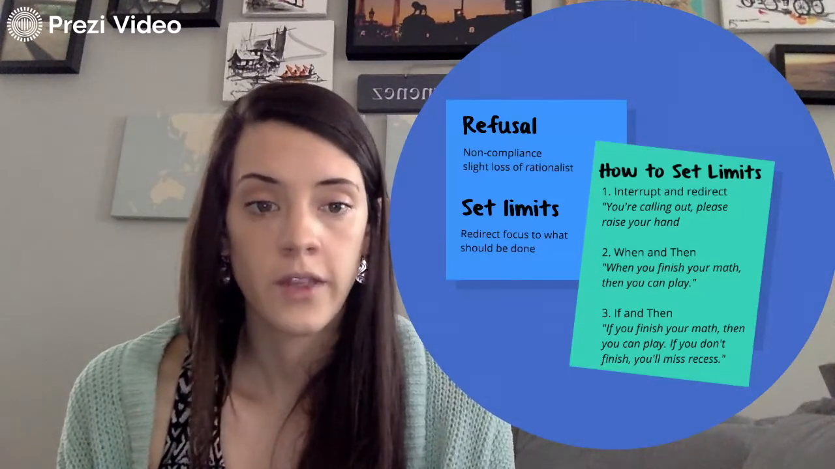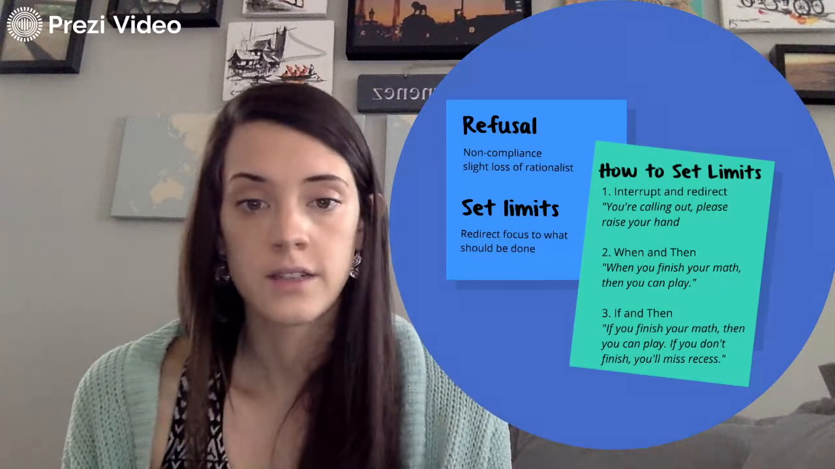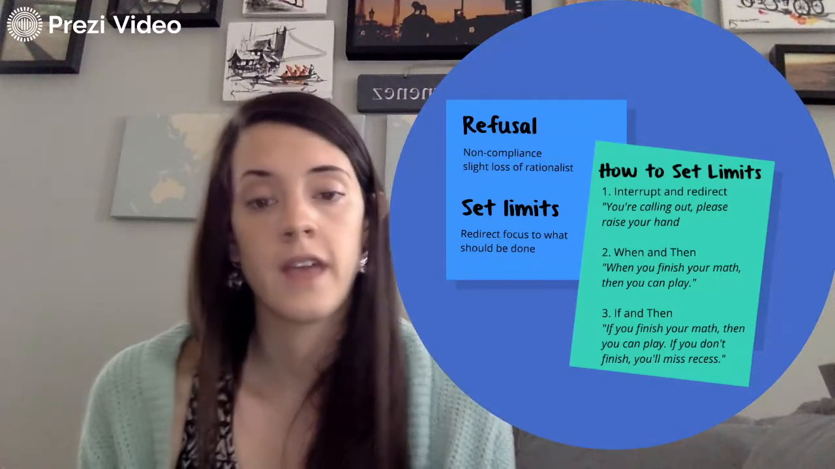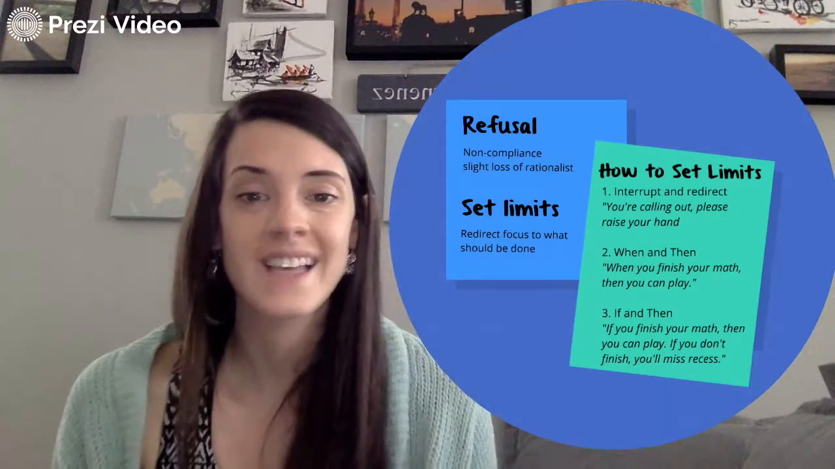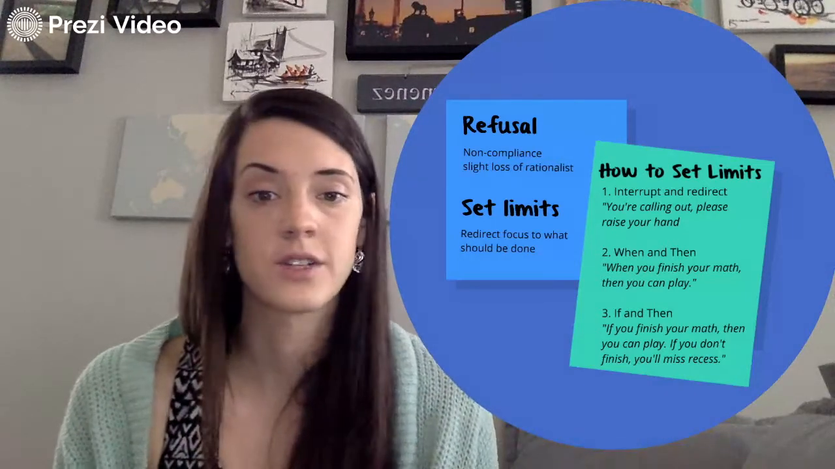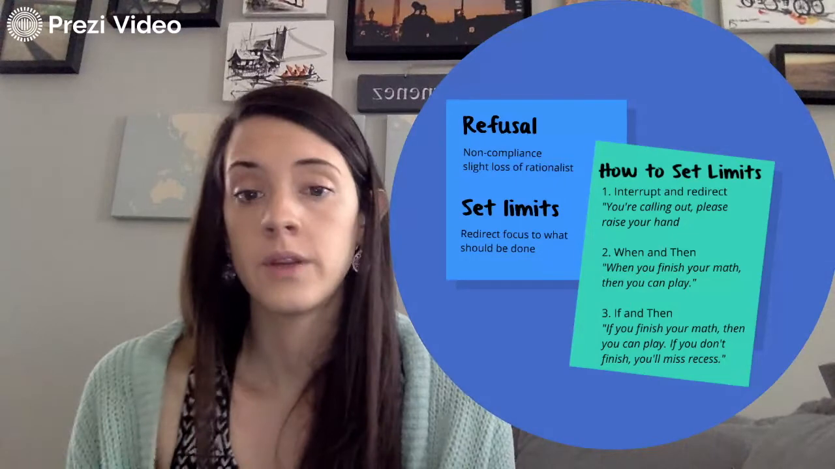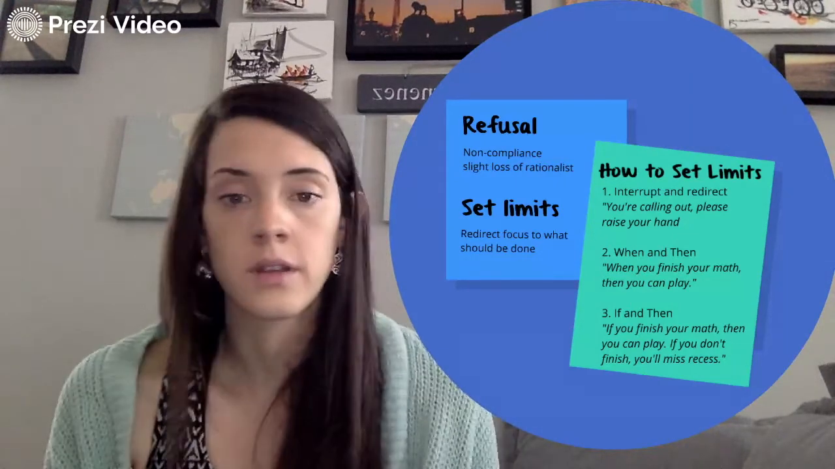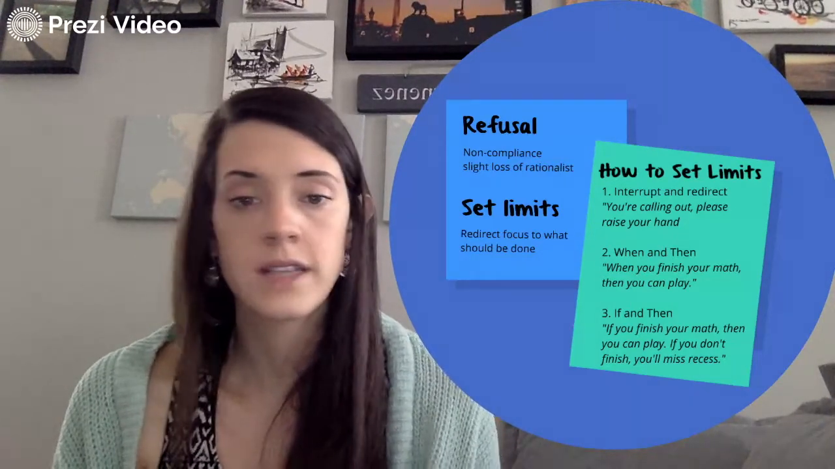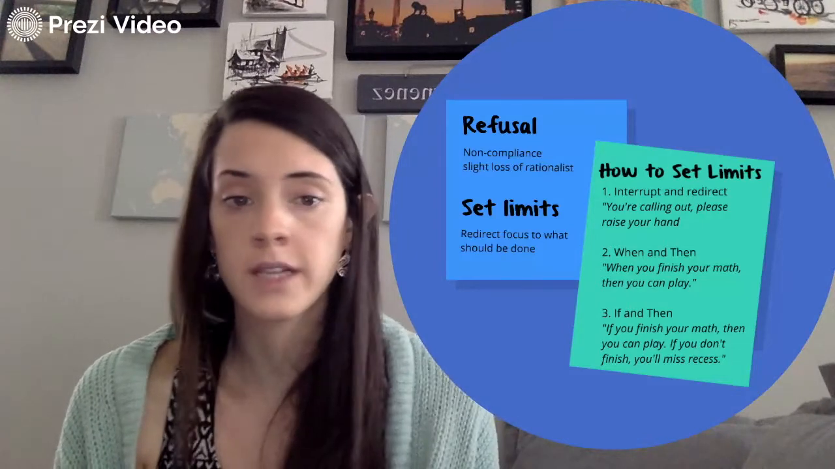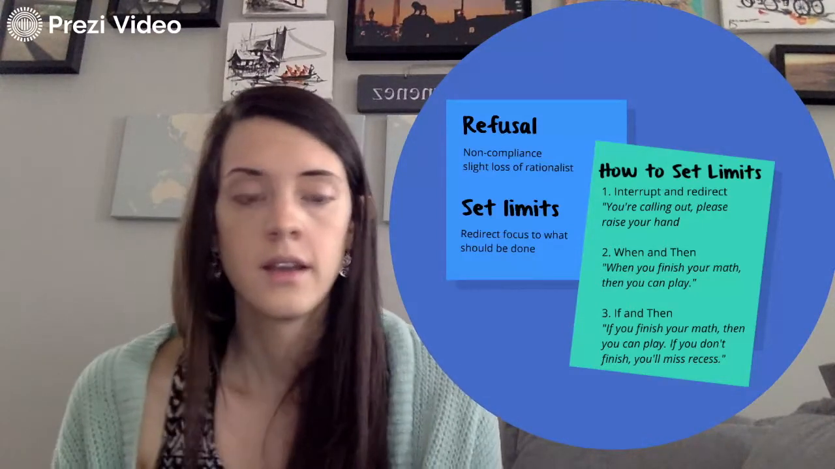The second way that you can do that is when and then. So you're going to give, when you complete the task, then you get whatever. So when you do your math, then you get to play. When you read your chapter, then you can go to lunch, whatever it is. Just very simple. There's no emotion in it. It's very objective. It's when and then.